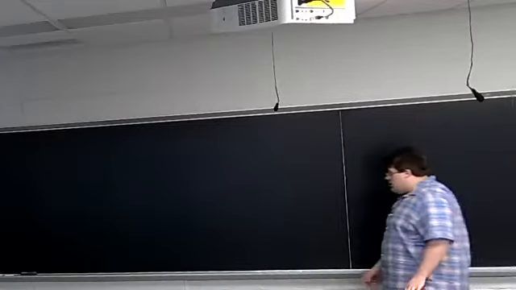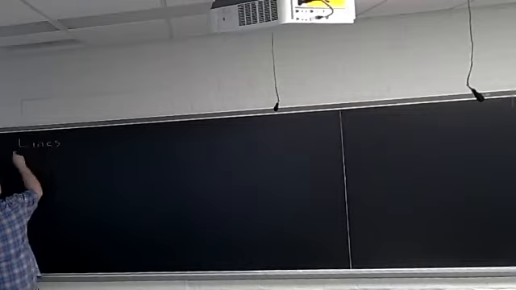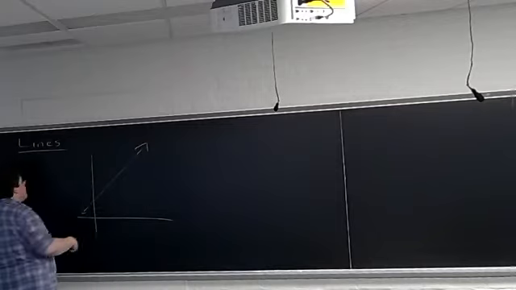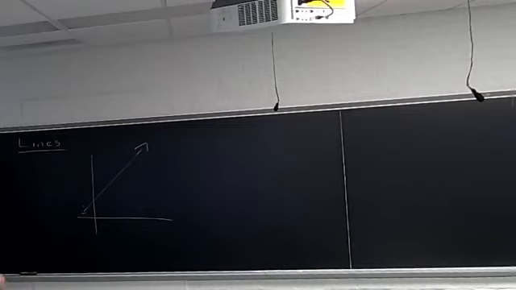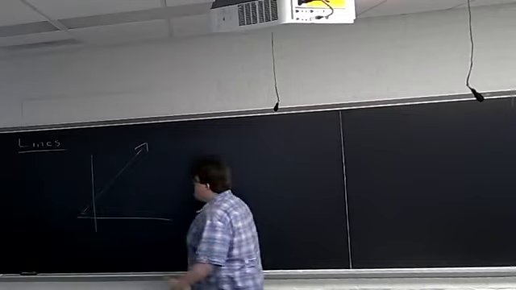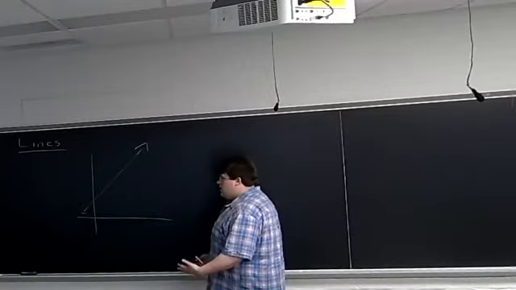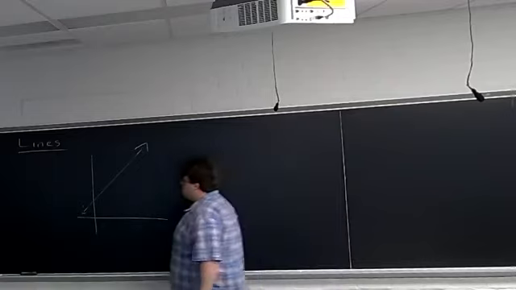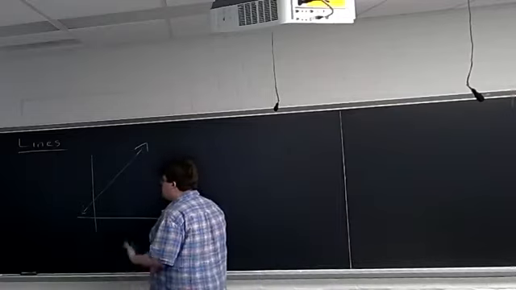So a line is defined by two things, a slope and a point. Let's draw a line first. The line on the Cartesian plane looks like that. It's a line. And the slope is the direction that the line goes in. There's an infinite number of lines with the same slope. They're all parallel. So we also need a point to fix where the line is.